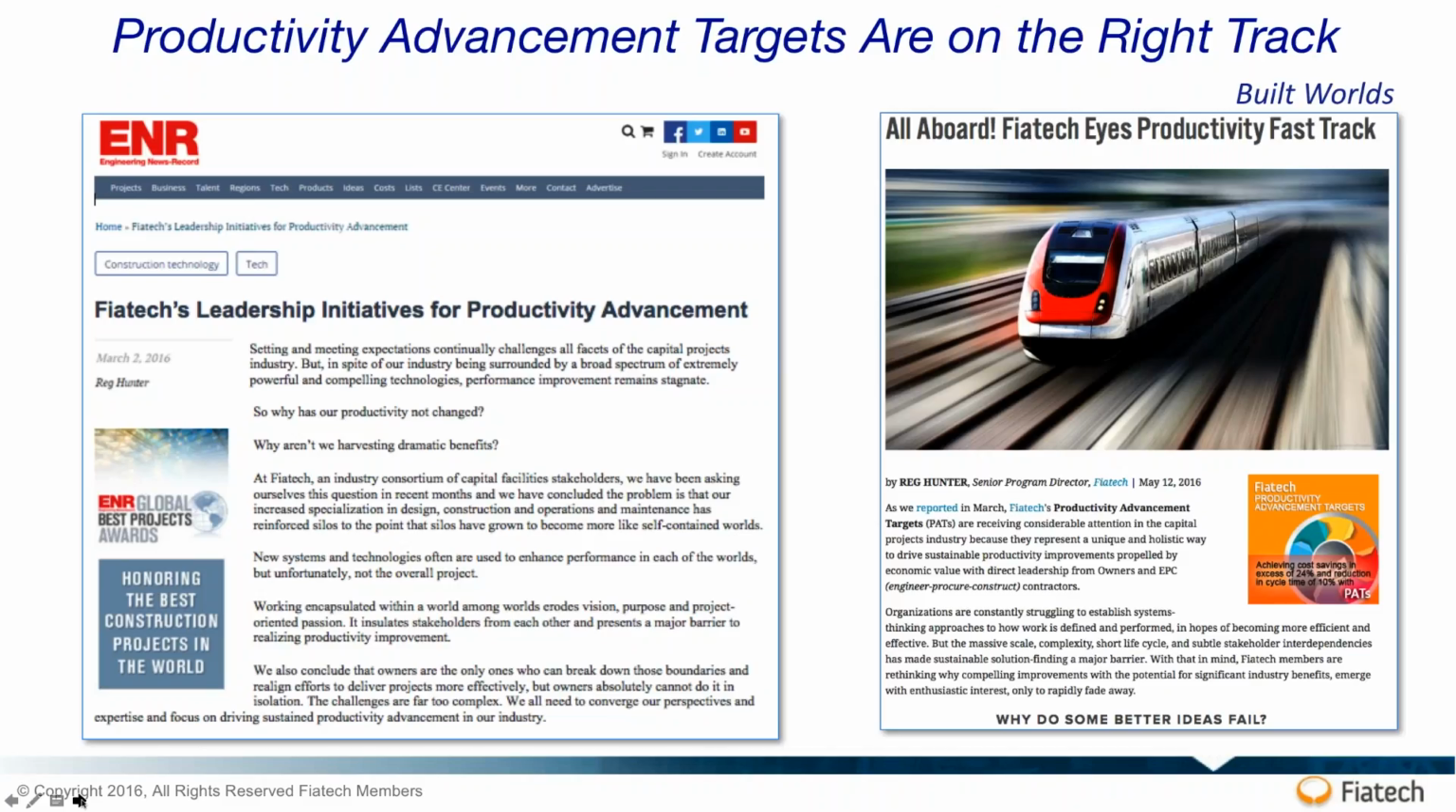to answer them. Productivity advancement targets has received a lot of attention, and there's been a number of publications that relate to this. ENR had a publication about it, and also Built World had a couple of publications about it. And it kind of relates to this notion that, given all the technologies that have emerged over the years for our industry, and augmented reality and drones and all these other things, how come we haven't seen a substantive improvement in productivity? And that's sort of a challenge.